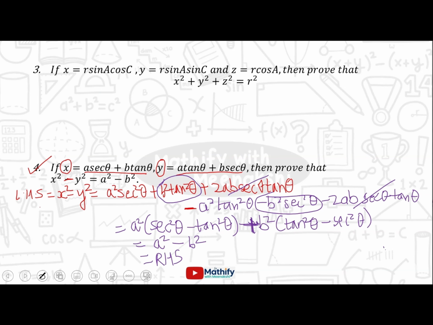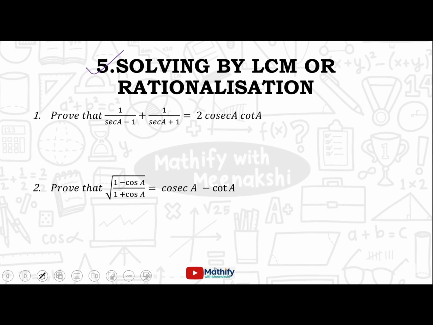Now let's move to the next topic. Solving by taking LCM or rationalization. So you have to always see your denominators carefully. If it's like this, a minus b and a plus b, that means the numbers are same, just the sign is different, then always take LCM. That means you can take the product. And what is the product of a minus b and a plus b? Just think identity, it's a square minus b square. That means secant square a minus 1. For the numerator, just do the cross multiplication. That is secant a plus 1 plus secant a minus 1.